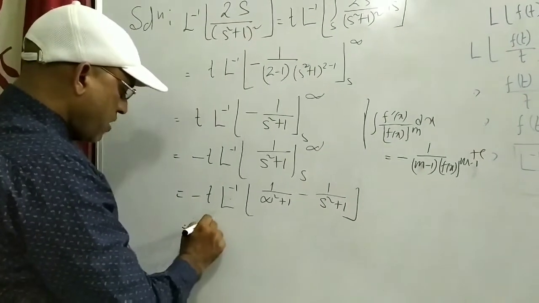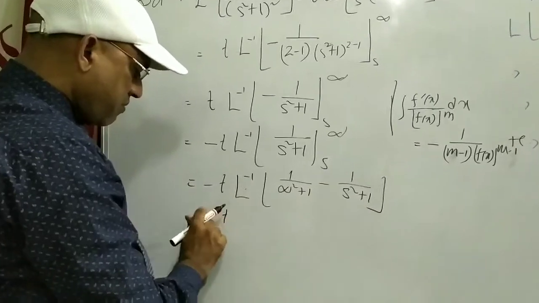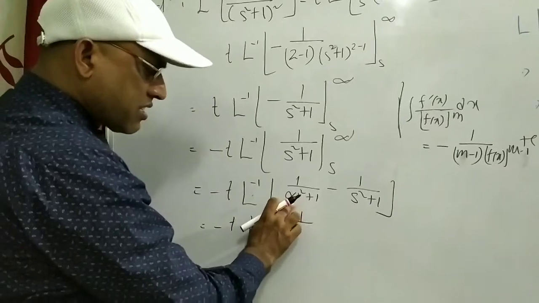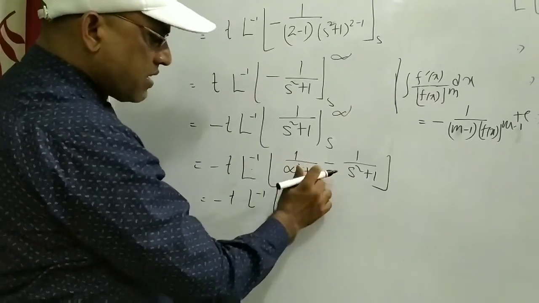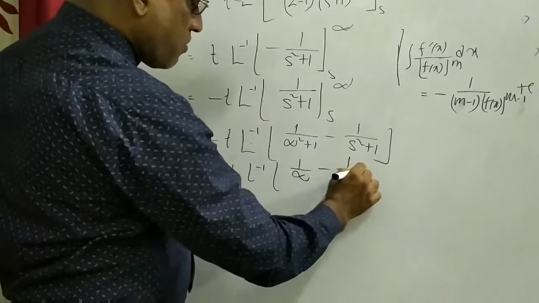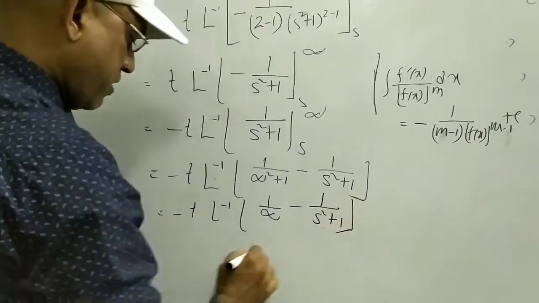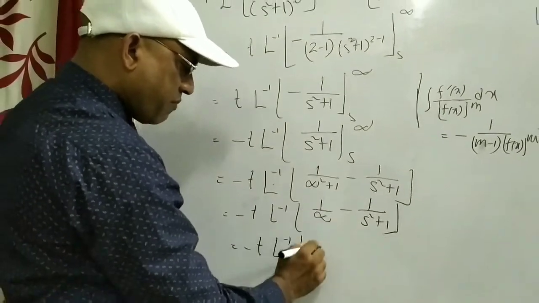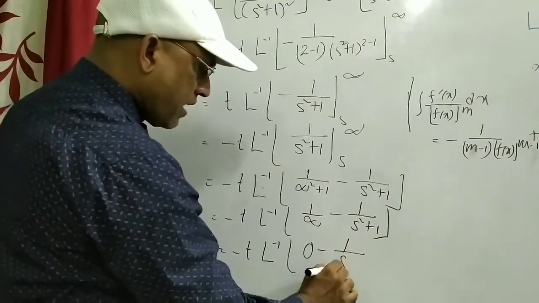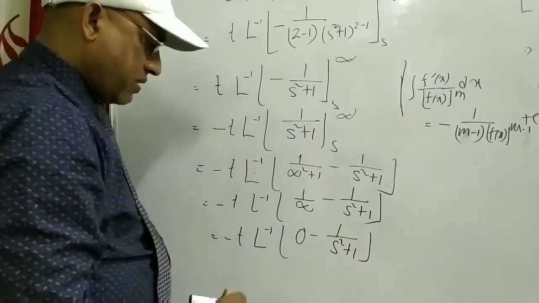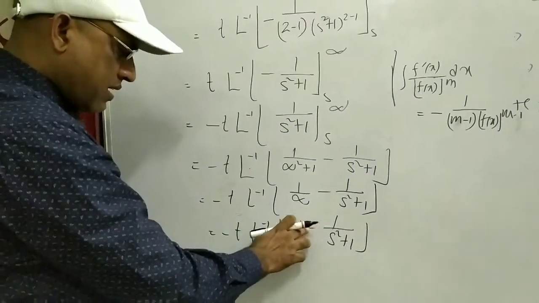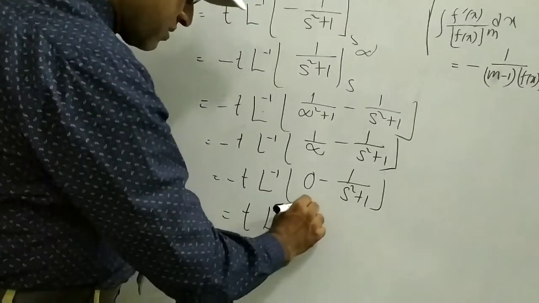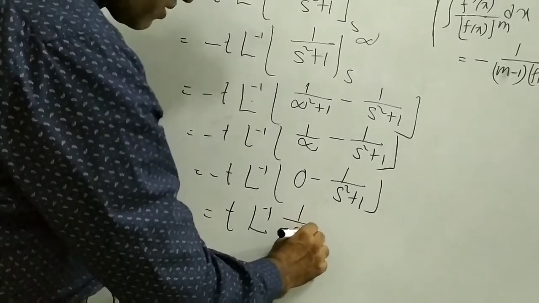So 1 by minus t L inverse, this is infinity square is infinity, infinity plus 1 is infinity, and minus 1 by s square plus 1, we get this minus t L inverse, something by infinity we know 0, 1 by s square plus 1, we get this one. Then this 0 cancel, minus and minus plus, we get t L inverse 1 by s square plus 1.